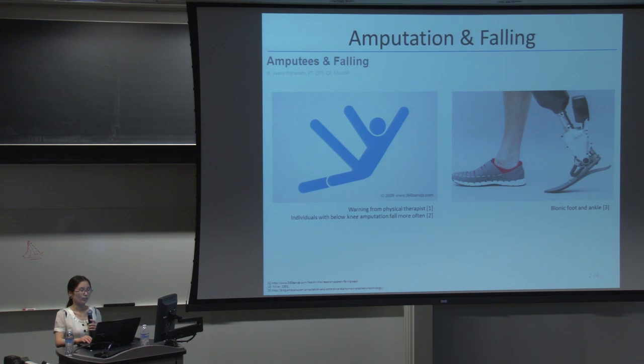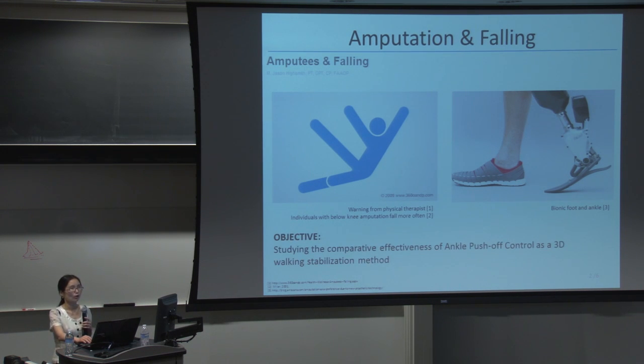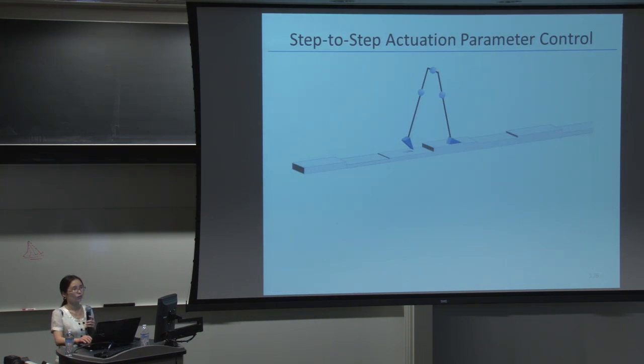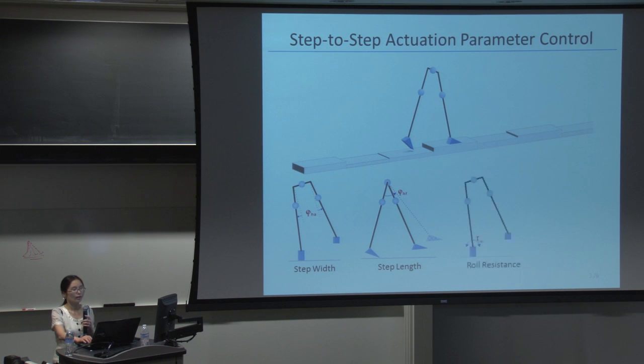To answer those questions, we investigated the effect of ankle push-off control on stability and compared it to other actuation methods. For that purpose, we developed a 3D limit cycle walking model with hip and ankle actuation. The hip is actuated to gain desired step width and desired step length by controlling the hip adduction joint and hip flexion joint. The ankle joint was actuated to gain desired ankle roll resistance and ankle push-off work by controlling the ankle inversion joint and ankle plantar flexion joint.